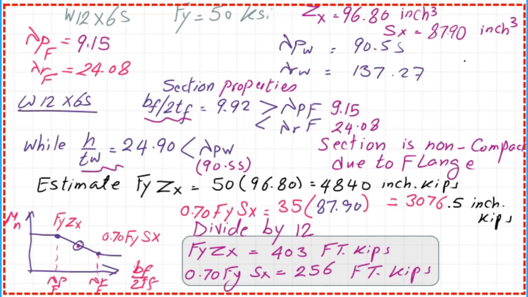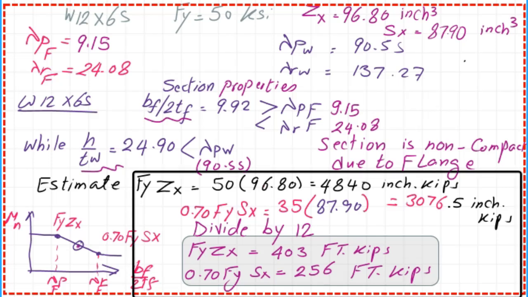In the next slide, we have from table 1.1 for W12 by 65, lambda F for the flange equals 9.92, which is bigger than 9.15, but is less than 24.08. This indicates that the flange part is a non-compact section. The lambda of the web equals 24.9, which is less than 90.55. The web is compact, but the whole section would be considered a non-compact shape for F yield equals 50 ksi.